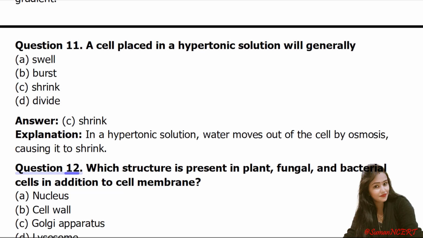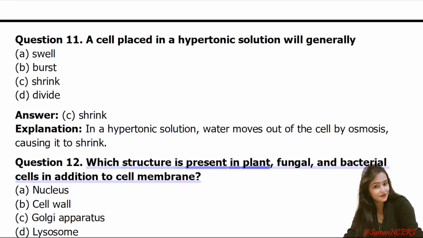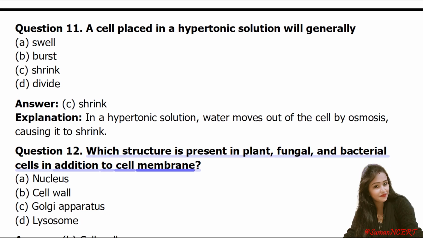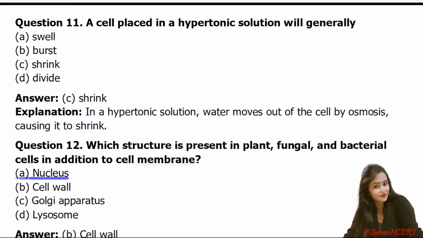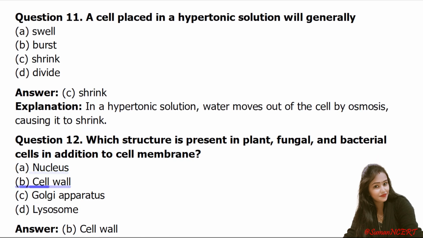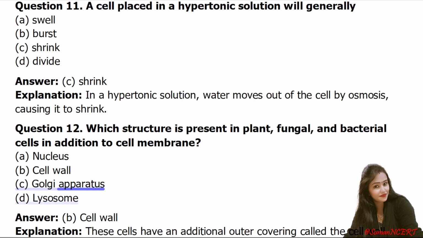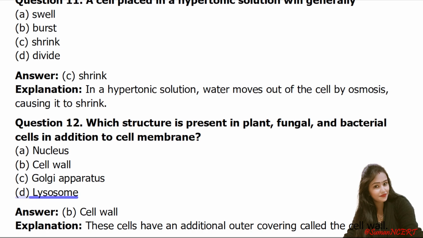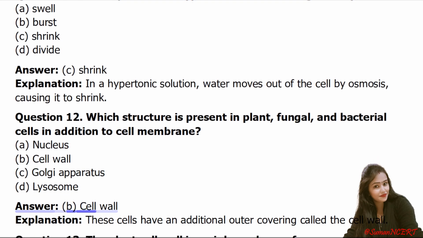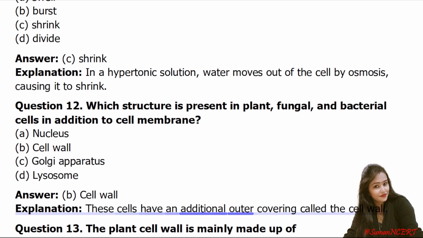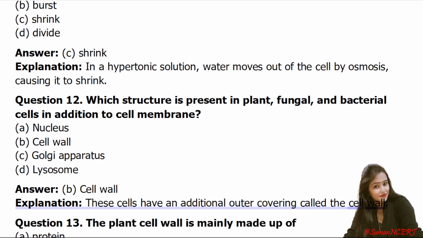Question 12. Which structure is present in plant, fungal, and bacterial cells in addition to cell membrane? A. Nucleus. B. Cell wall. C. Golgi apparatus. D. Lysosome. Answer: B. Cell wall. Explanation: these cells have an additional outer covering called the cell wall.